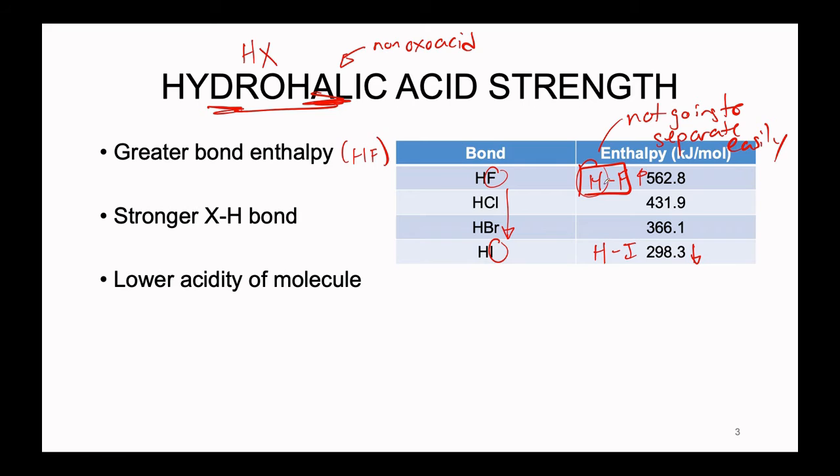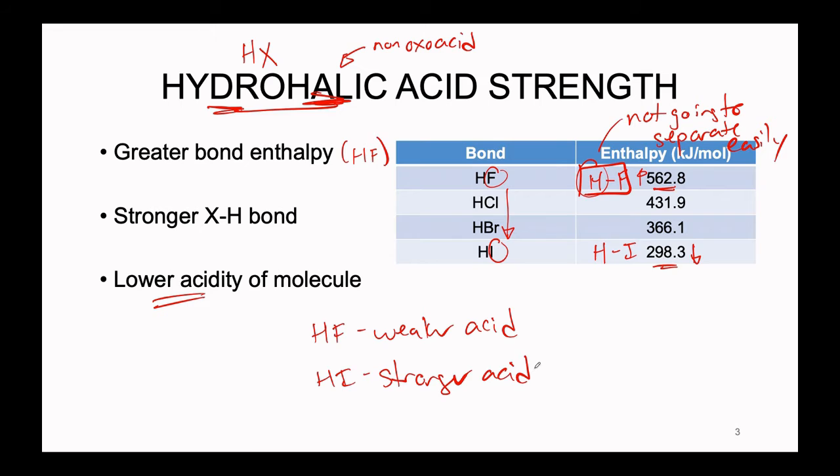It can separate if we put in enough energy, this much energy. We can break the bond if we put in 562.8 kilojoules for every mole of HF we have, but the higher bond enthalpy relative to some other molecules we're looking at, like the HI, means that the acidity of the molecule is going to go down. In other words, HF is a weaker acid. HI is a stronger acid.